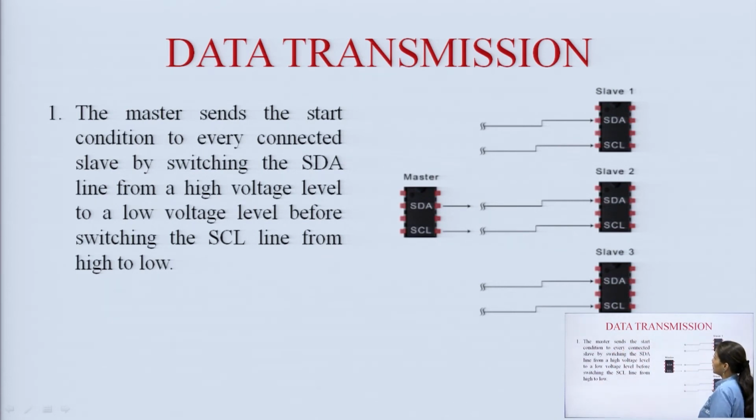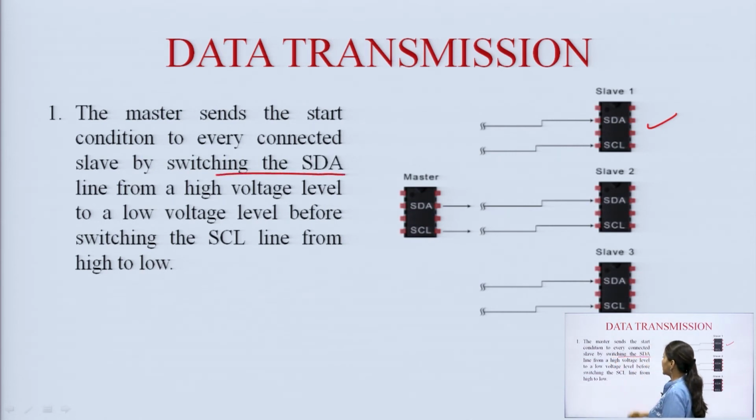Now, this is shown, how the data transmission actually takes place. Start condition is this: the master sends the start condition to every connected slave by switching the SDA line from high to low before switching the SCL from high to low. So, this is what is happening. The SDA line is switching from high to low, and then after that the SCL line is switching from high to low. Look from this side, high to low, high to low.